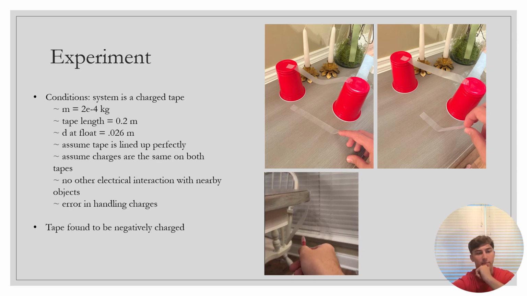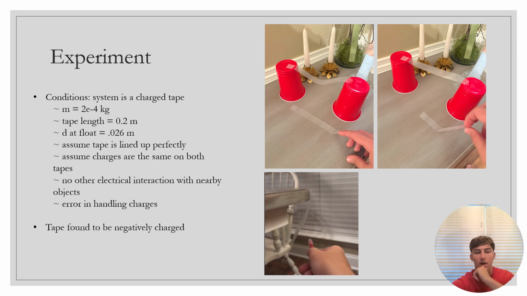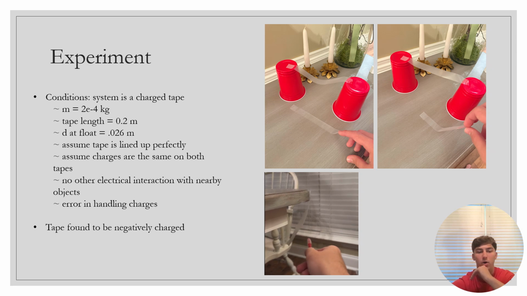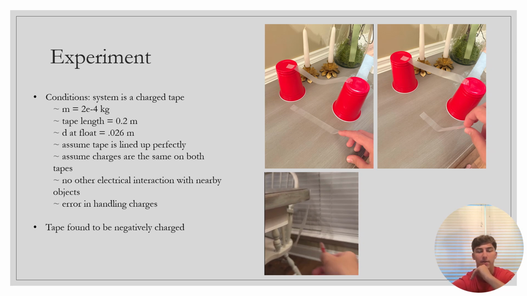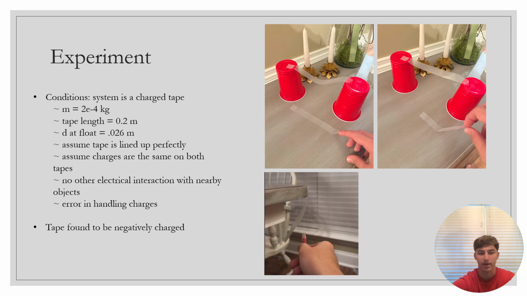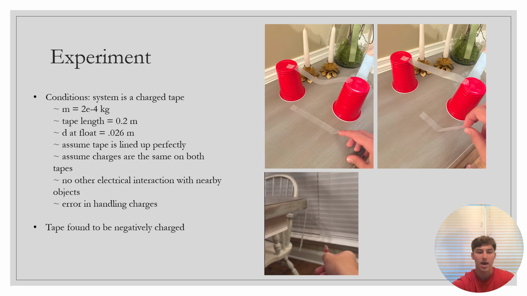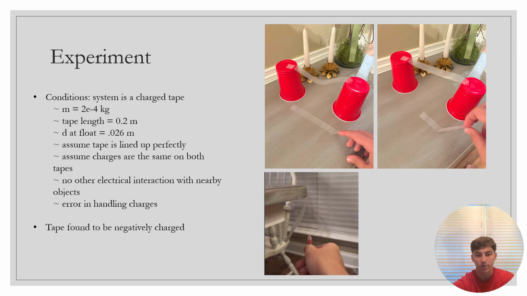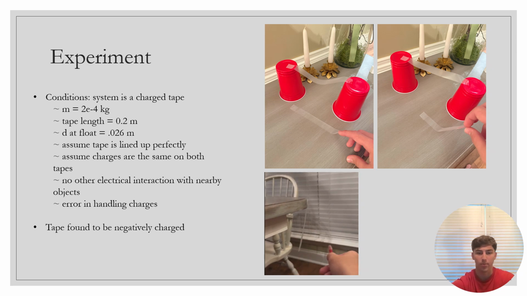And some assumptions we had to make for this experiment were we had to assume the tape was lined up perfectly underneath, we had to assume the charges on both pieces of tape were the same, and then we also had to assume that there were no other electrical interactions with nearby objects. And there could have easily been some error in handling these charges, which would have removed some of the magnitude of the charge. And we also found this tape to be negatively charged, as I negatively charged a pin with some wool, and it was repelled by the tape.